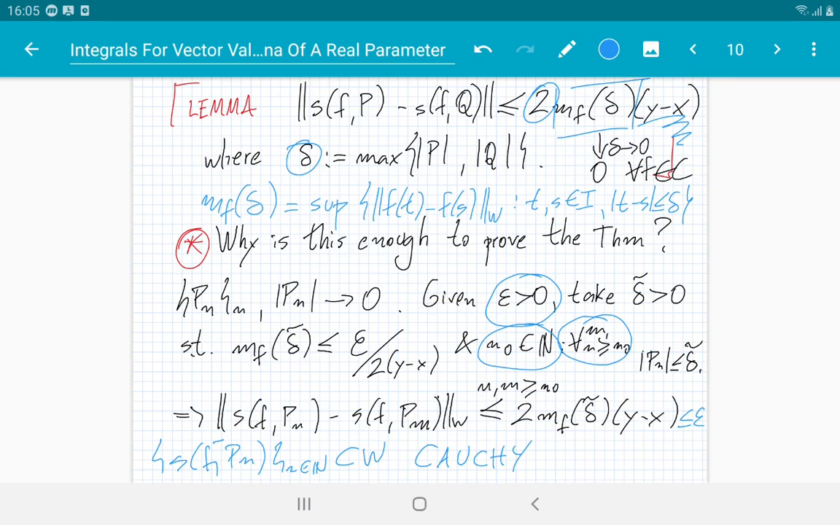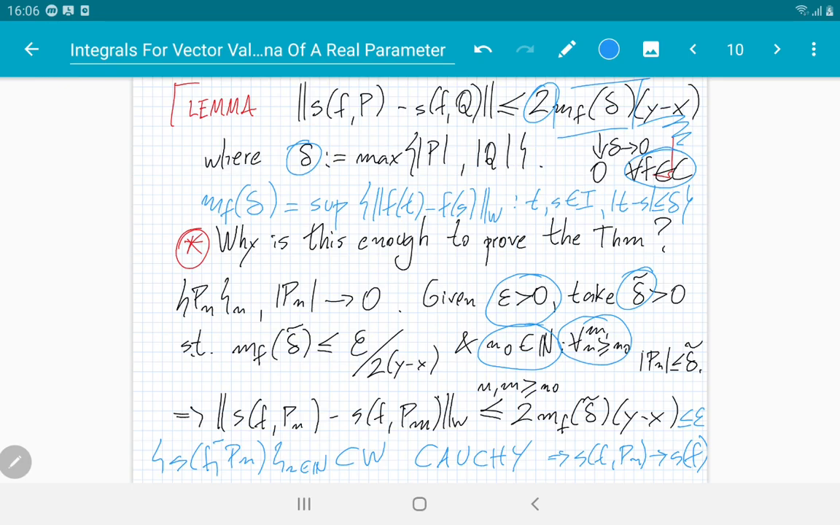So again, I'm assuming here that f belongs to C, and therefore it's uniformly continuous. The modulus of continuity goes to 0, therefore it's less than epsilon for a certain delta tilde that I chose over here. So if f is continuous, and we apply the previous lemma, we can show that S_f P sub n is a Cauchy sequence for any sequence of partitions with sizes going to 0. And therefore, S_f P sub n converges to something. But that's not all I need.